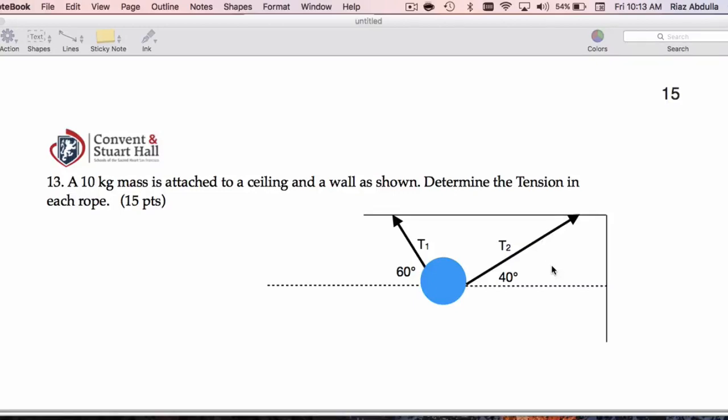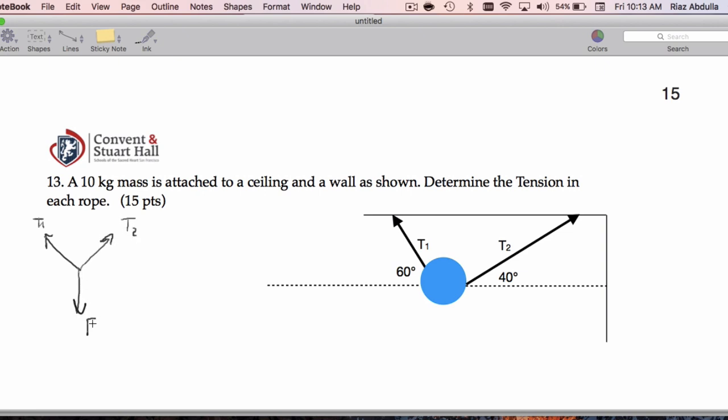This question I'm going to set up relatively quickly because we've done a couple of examples, so I just want to make sure that we're okay on this with the free body diagram. So we have T1, T2, and mg, which is the force of gravity, which is 100 newtons here.